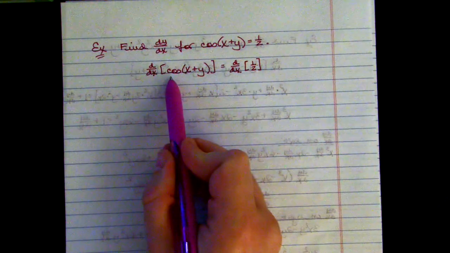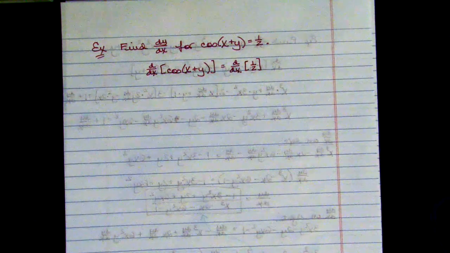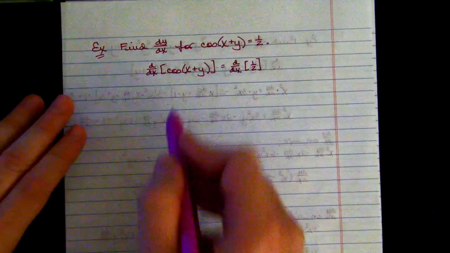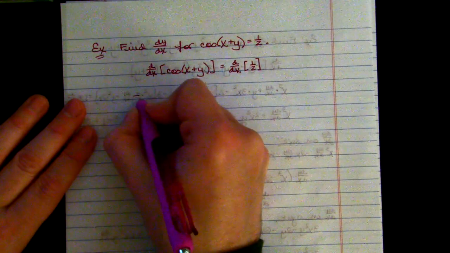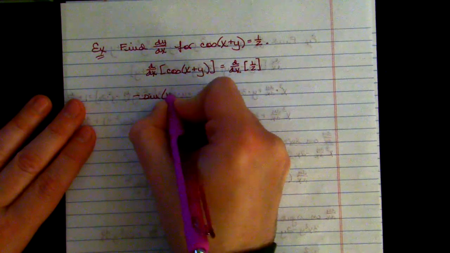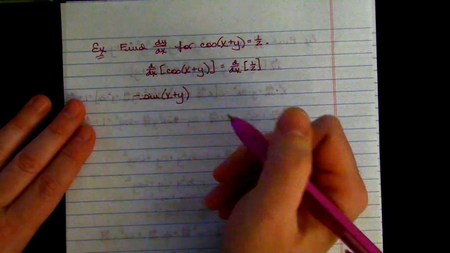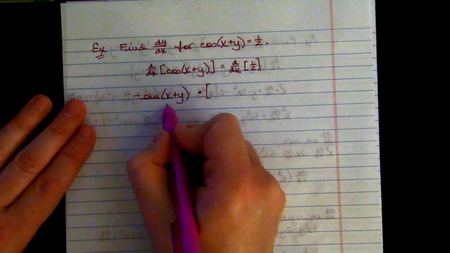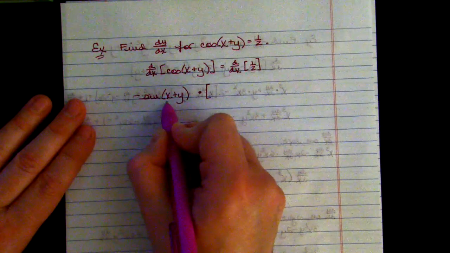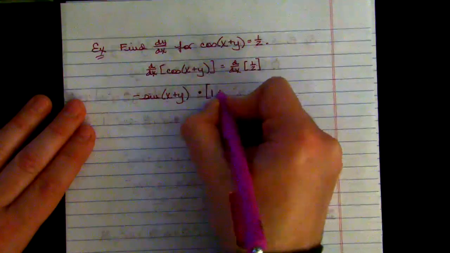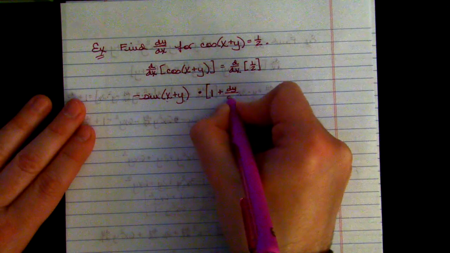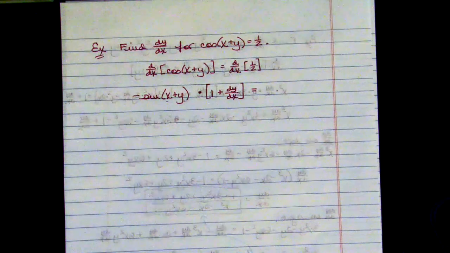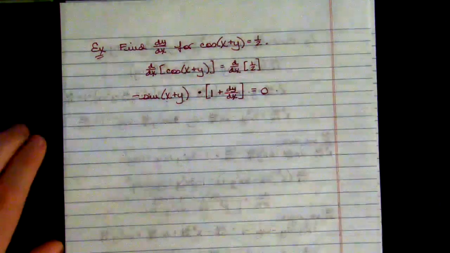Well, to do the derivative of the cosine of (x plus y), what rule am I going to have to use? I hope you thought chain rule. The derivative of cosine is negative sine, so I'm going to get negative sine of (x plus y) times, okay, I now need to multiply by the derivative of the thing inside. Well, the derivative of x is 1, and the derivative of y is dy/dx. On the other side of this, the derivative of 1/2 is just 0.